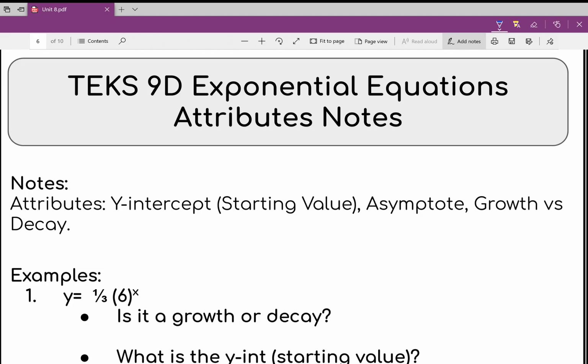Okay, this is TEKS 9D exponential equations and their attribute notes.